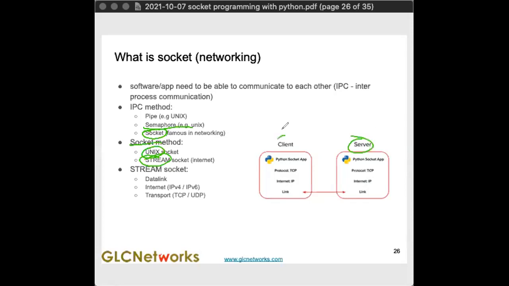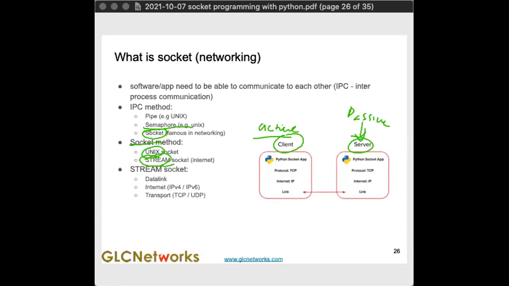So we have a server and a client here. The server is always passive, and the client is active. So for sockets, we have Unix socket or stream socket. If you are using a socket for networking, usually you will use a stream socket.